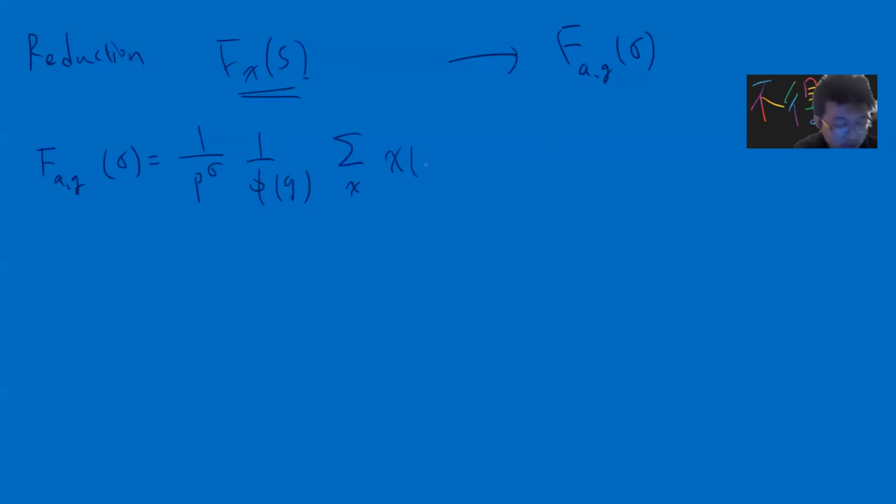Let me just write results. So this is 1 over φ(q) sum, and then with this, right? So this is the inner product. This is the group representation result that you take a χ and then you sum over χ. So this guy will be 1.